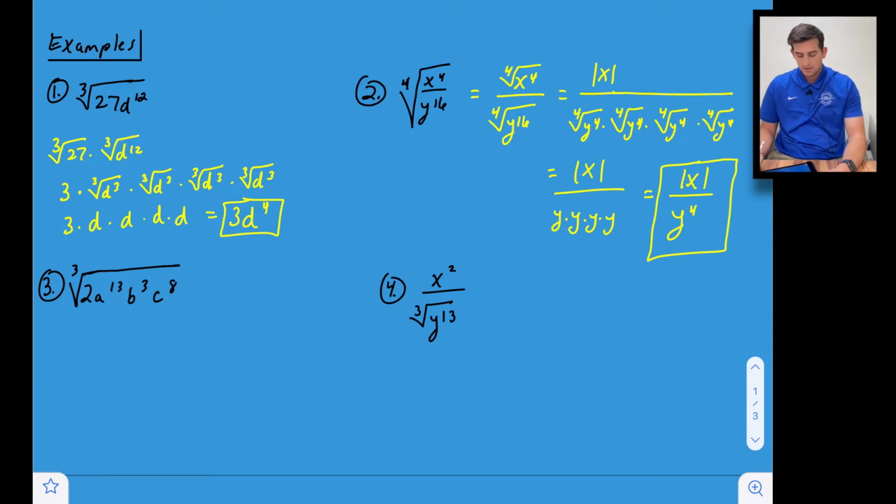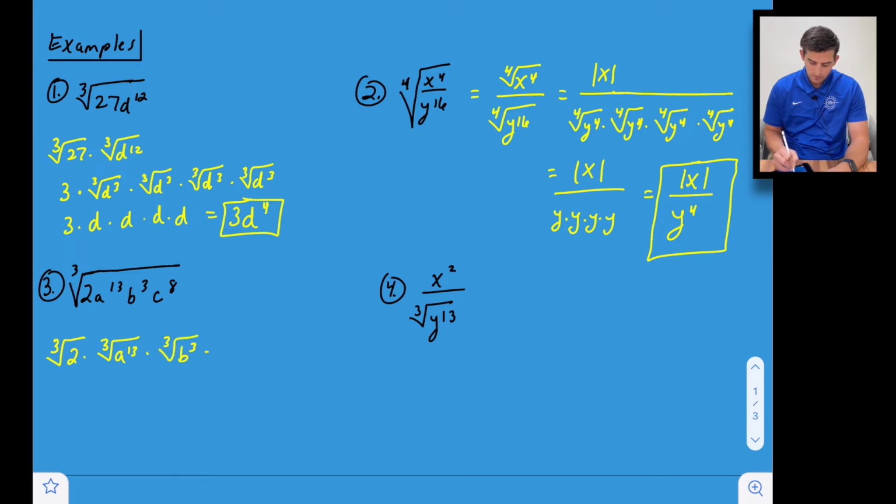Okay. All right, now for the last 3 examples, we are going to assume all variables to be positive, so we don't have to worry about absolute value. So for number 3, we have the cube root of 2a to the 13th, b cubed, and c to the 8th. So let's go ahead and break this apart just like we did on number 1. Let's write this as the cube root of 2 times the cube root of a to the 13th times the cube root of b cubed times the cube root of c to the 8th.